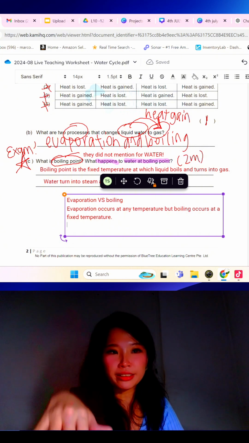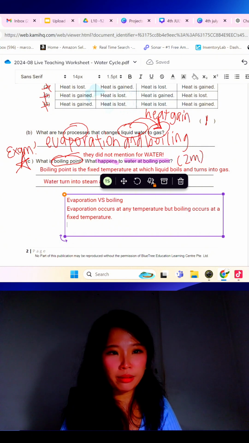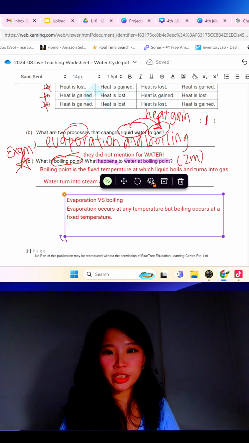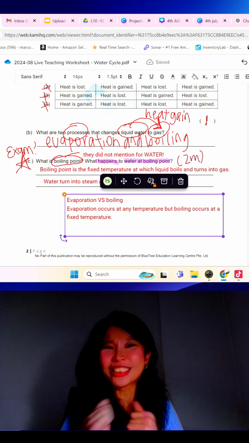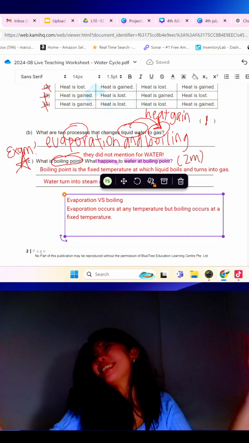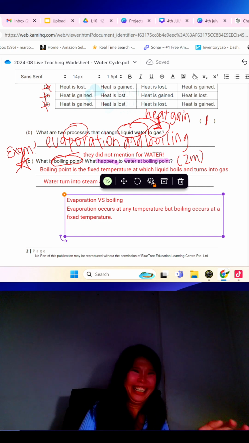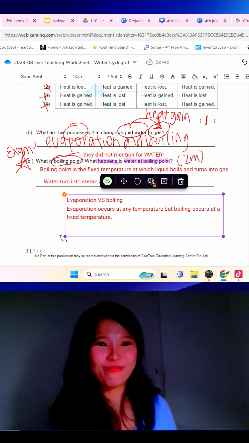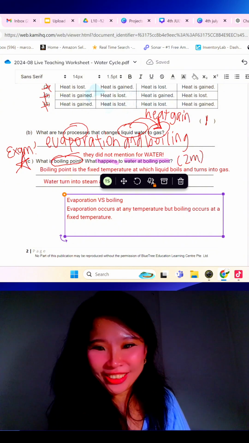They want to say ready. Happens anywhere. Fixed temperature. Not anywhere. Anywhere is location. You already mentioned at any temperature. Fixed temperature. What else? Bring. Very good. Very good.